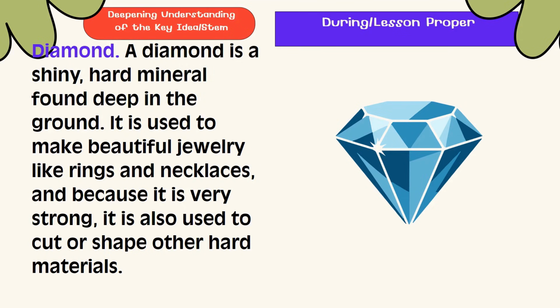Diamond. A diamond is a shiny hard mineral found deep in the ground. It is used to make beautiful jewelry like rings and necklaces, and because it is very strong, it is also used to cut or shape other hard materials.